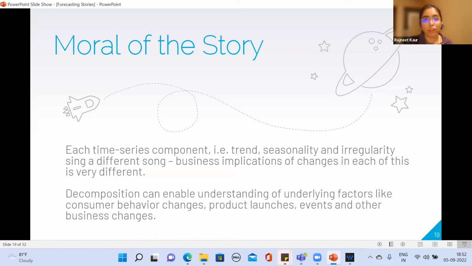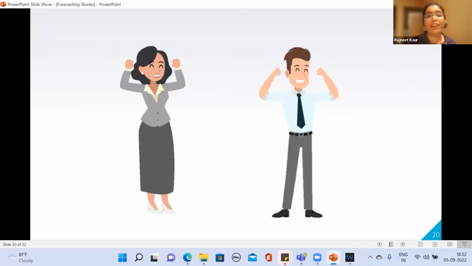So moral of the story: each time series component sings a different song. The trend, seasonality, irregularity, and the business implications of each are also very different, right? One possible tool you can use is decomposition to understand all of these underlying factors, like if there is a consumer behavior change, possible launches, events, etc. It's just a tool that will help you dig deeper and deeper. So that's our third story concluded. And hopefully with some of these story learnings, you and your customers are happier.